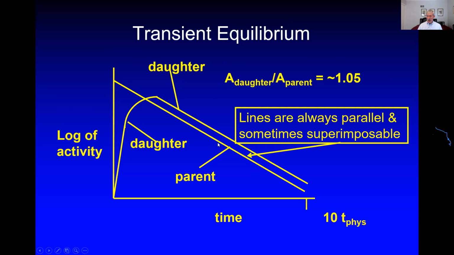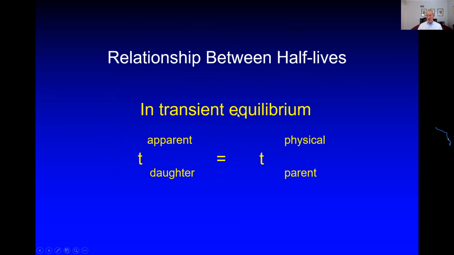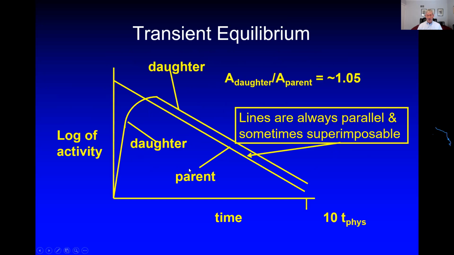And what do we say about parallel lines? Same half-life, correct? And I'll ask you this same question. Are the half-lives of parent and daughter equal? Or do they appear to be equal? And of course, the answer is same as before. So this equation is true of all equilibria, secular and transient. Now, let's go back here.